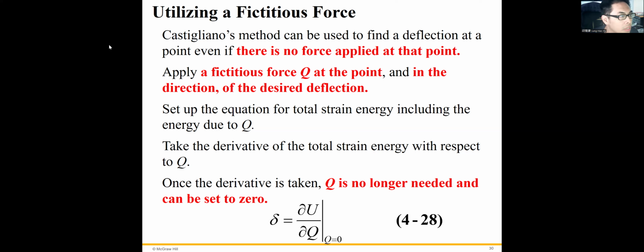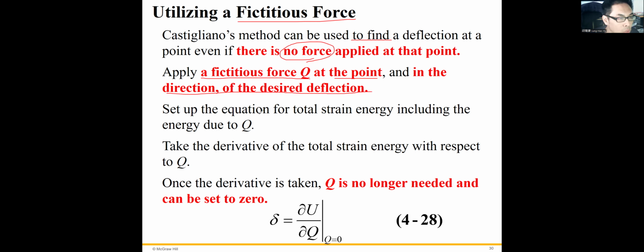And first we're going to introduce what is called the dummy load, or we say the fictitious force. So you can imagine that it is not the real force. It's not the real load. It's a dummy load. Okay. So Castigliano's theory can be used to find a deflection at a point even if there is no force applied. Apply a fictitious force Q at the point and in the direction of the desired deflection.